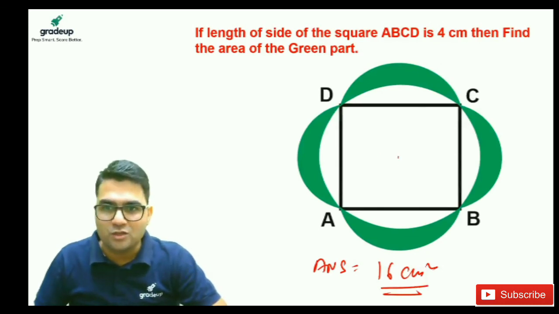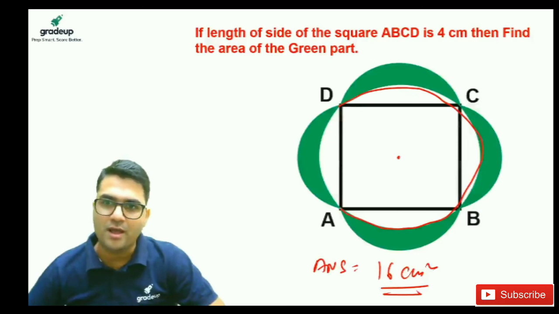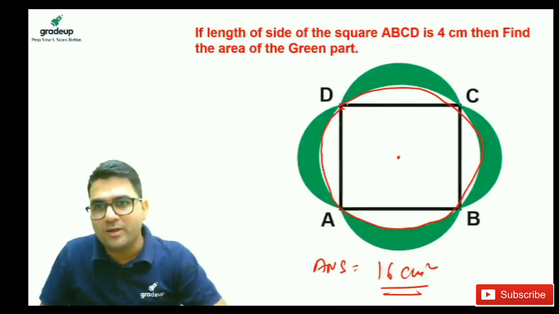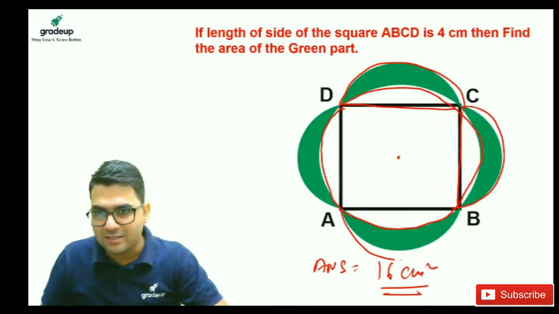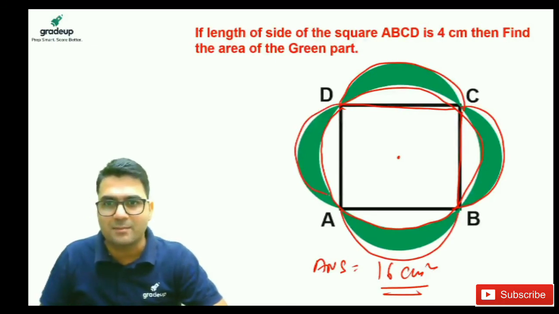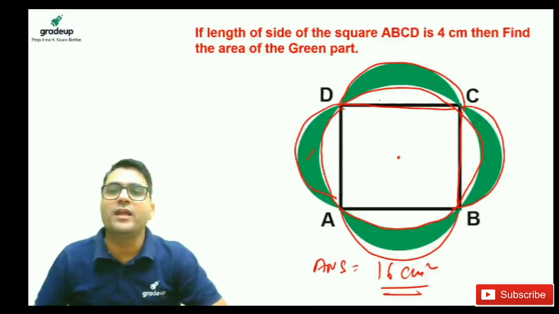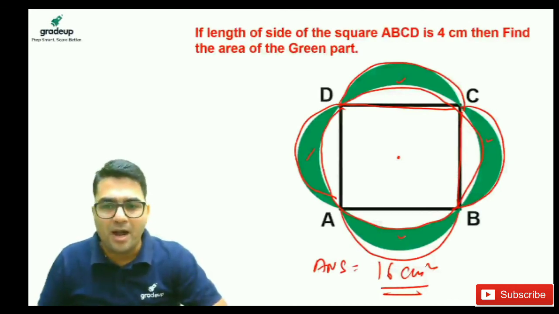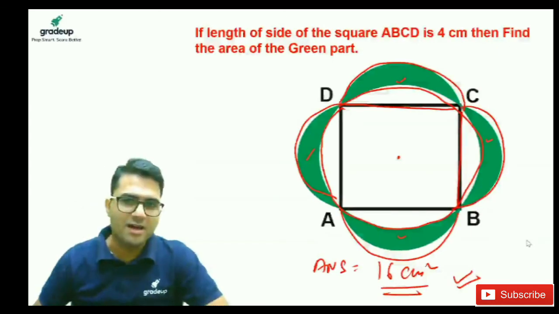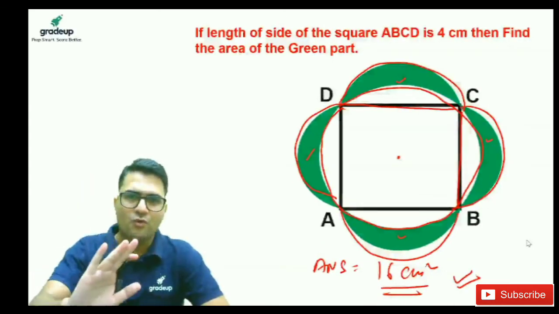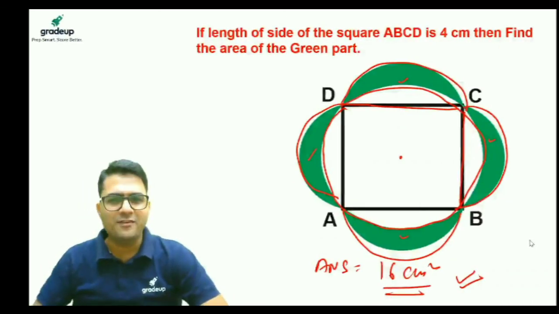By assuming this as the center, this is the square. By assuming CD as diameter, this is the semicircle. By assuming BC as diameter, this is the semicircle. Similarly, this is the semicircle, this is the semicircle. We need to find out the area of the shaded part. So the answer is 16 centimeter square. This is in your homework. I will discuss it in the upcoming classes. Don't worry. Just give it a try first.